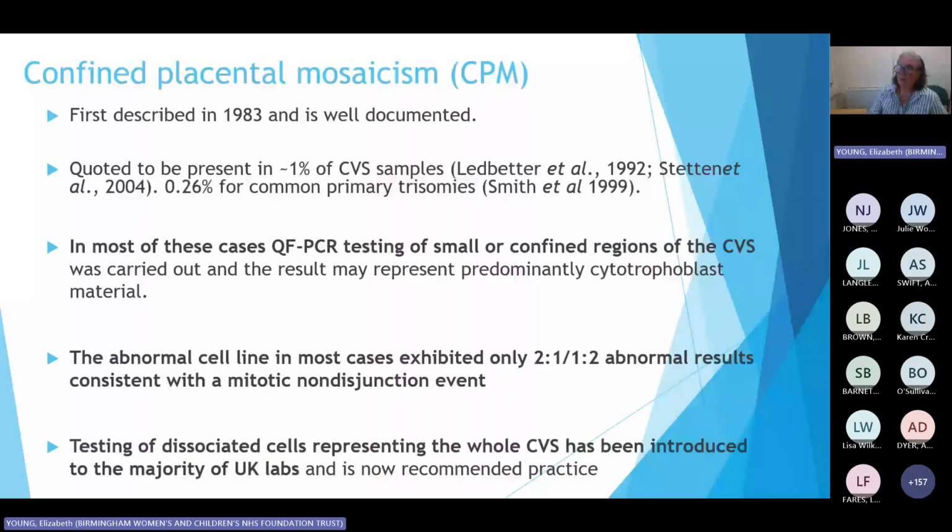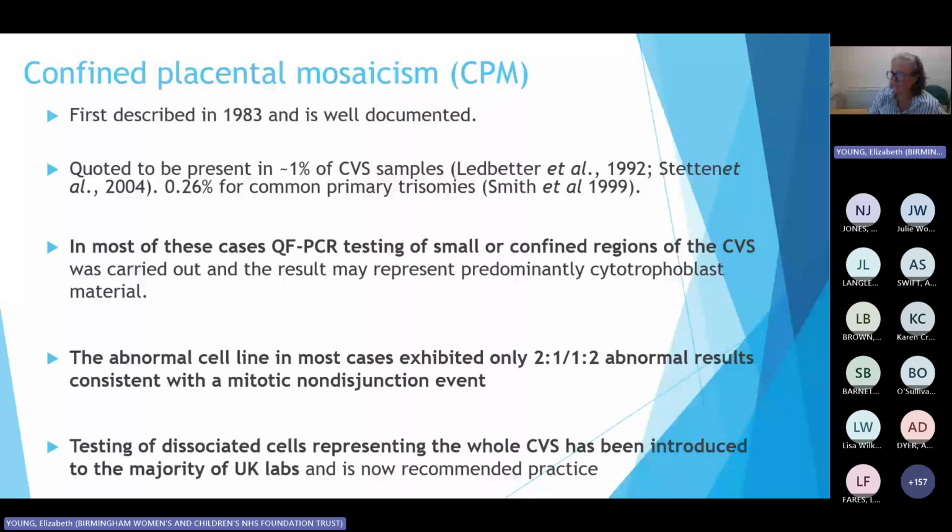We've known about confined placental mosaicism since the 80s, and it's really well documented. It's known to be present in around 1% of all CVS samples. Like I said, that's quite high for a tissue, and it's because of the rapid turnover of the cells. But for the common primary trisomies, the ones we're interested in prenatal testing, 13, 18, and 21, it's only about 0.26% of CVSs that will have mosaicism of the trisomy.